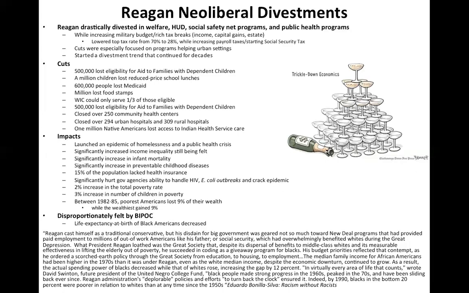In virtually every area of life that counts, wrote David Swinton, future president of the United Negro College Fund, Black people made strong progress in the 1960s, peaked in the 1970s, and have been sliding back ever since. The Reagan administration's deplorable policies and efforts to turn back the clock ensured it. Indeed, by 1990, Blacks in the bottom 20% were poorer in relation to whites than at any time since the 1950s.